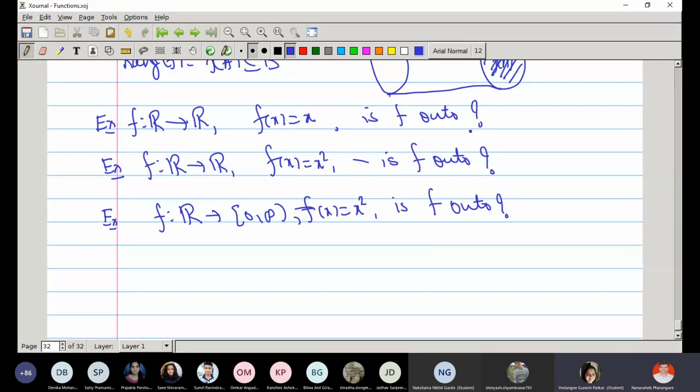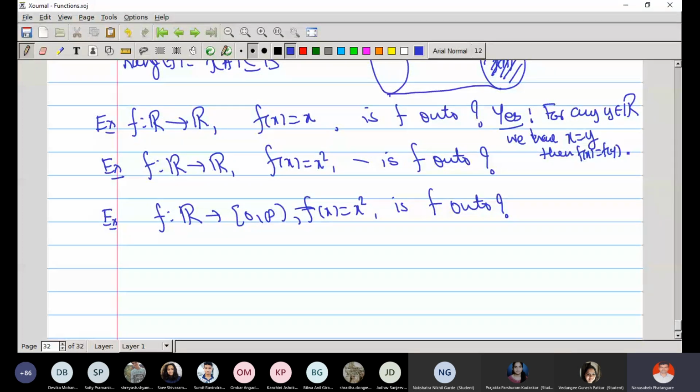Yes, it is onto. Why? Because for any y in codomain R, what is x? X is the same as y. Choose x the same as y. Then what is f of x? It is f of y, which is y. So it is onto.